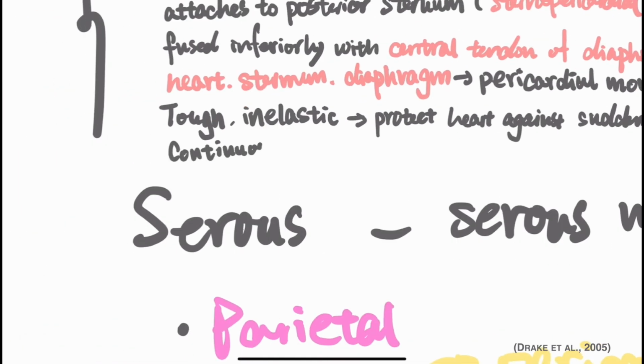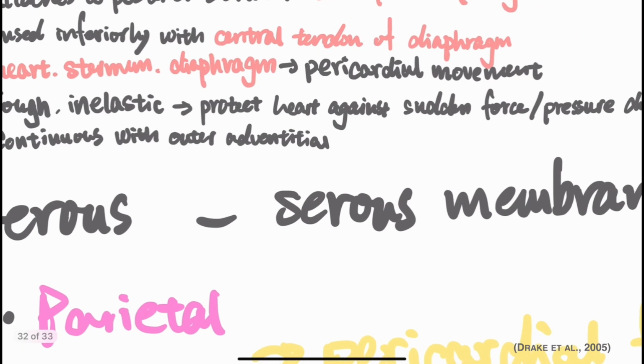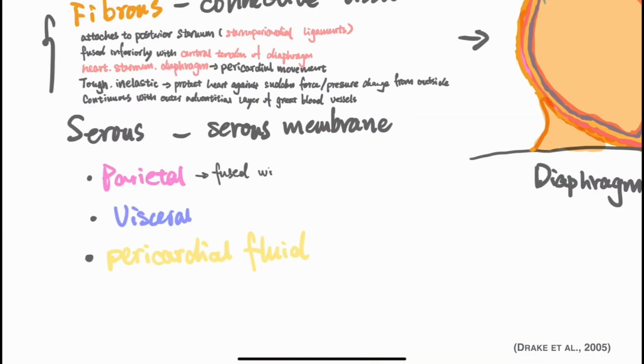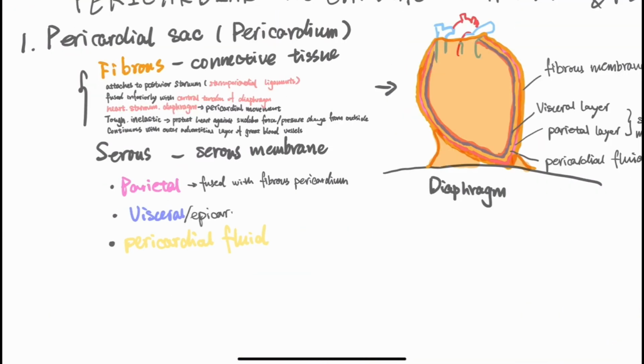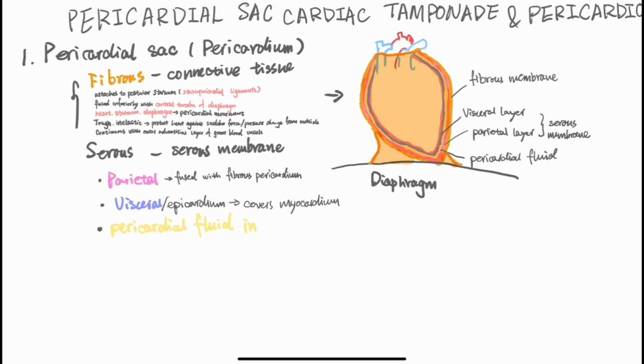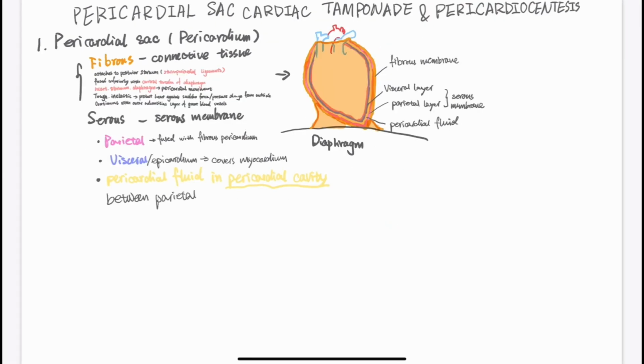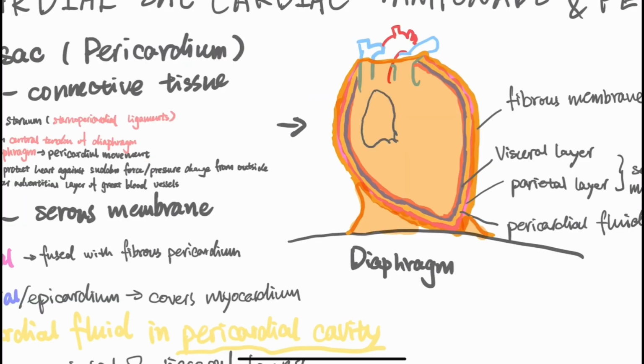As I mentioned, the parietal layer is the outer layer of serous pericardium that fuses with fibrous pericardium, while the visceral layer, also called epicardium, is the inner layer that covers the myocardium, and the space in between the two layers is called the pericardial cavity, filled with pericardial fluid. Going back to the orange metaphor, the fibrous membrane would be the outer peel of an orange, while the serous membrane would be the inner white layer of the peel.